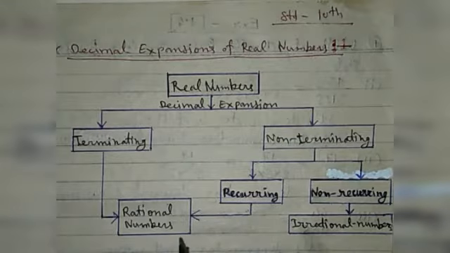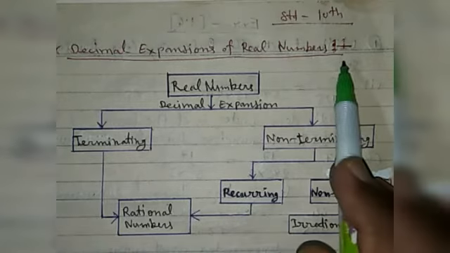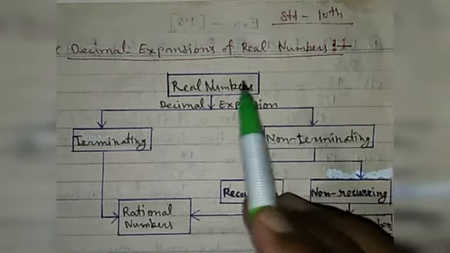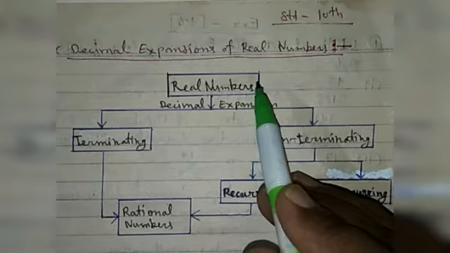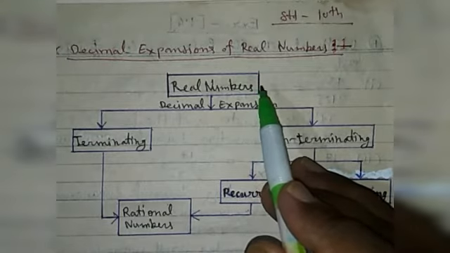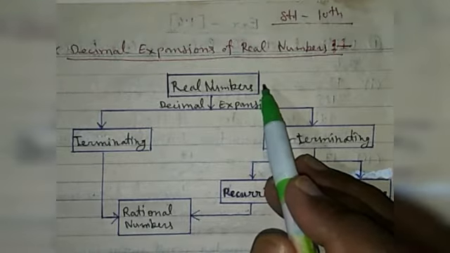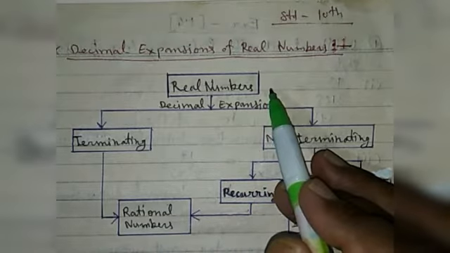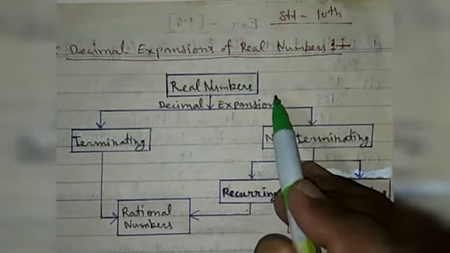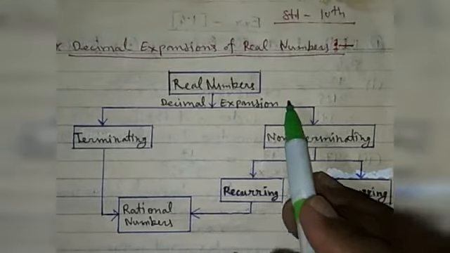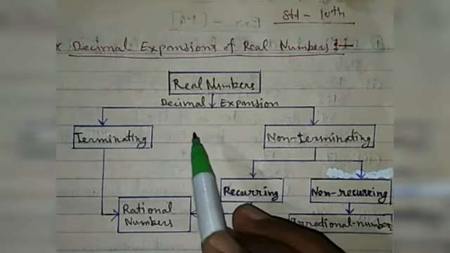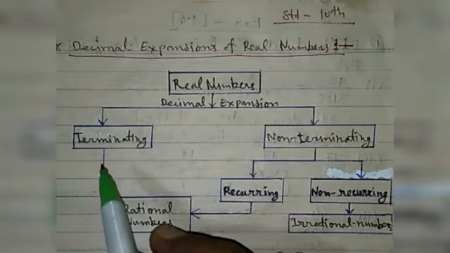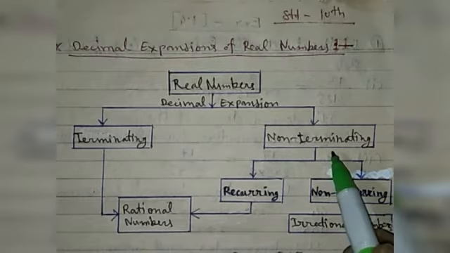Hello students, today we are going to study the decimal expansion of real numbers. As you know, real numbers can be written in the form of fractions, integers or decimals. So here we focus only on the decimal expansion. Real numbers have two types of decimal expansions, which means the first is terminating and the other is non-terminating.